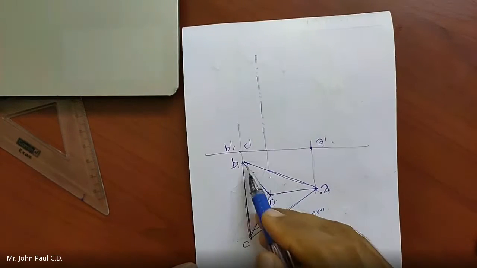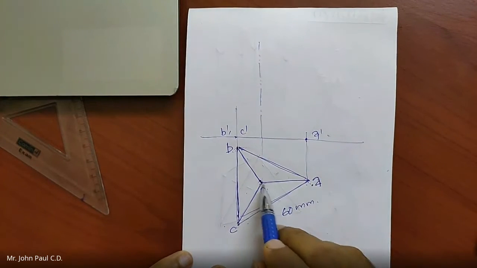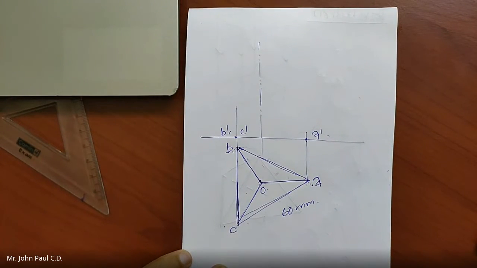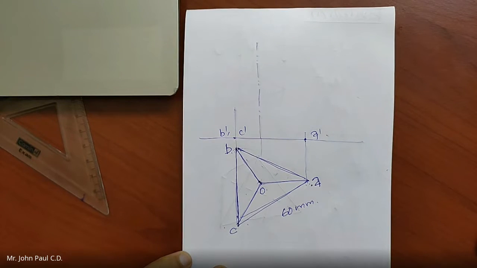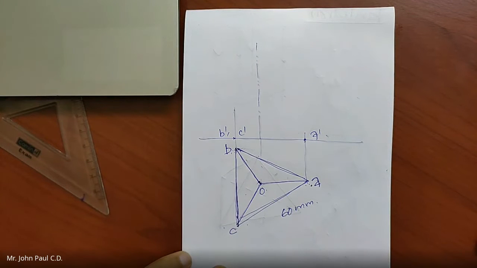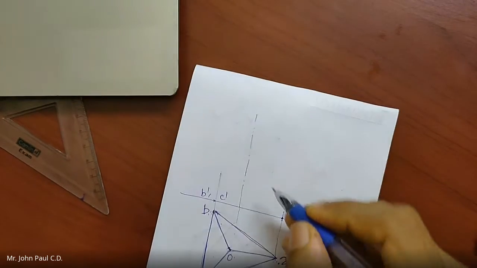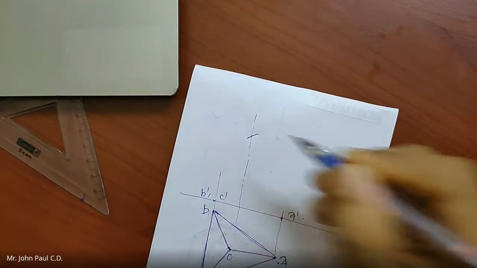The rest of the top view lines are inclined, not parallel to the XY line, except AO. So in the front view, only A dash O dash will have true length. And what is that true length? In this case, it is given as 60. So I'll mark A dash O dash with a length of 60.